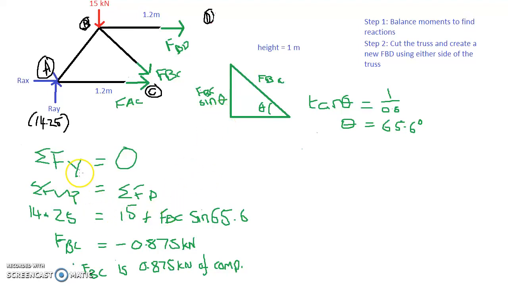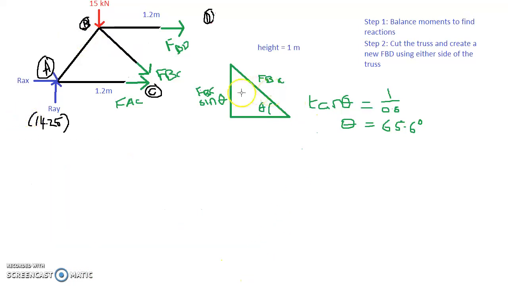Okay, guys, part two. We've just found that FBC is in 0.875 kilonewtons of compression, and we did that by summing the forces in the y direction by realizing that the other two forces are not acting in the y direction at all, so we could get away with that with only the one unknown there. Alright, so now we're going to do some balancing of moments to get these other two going.